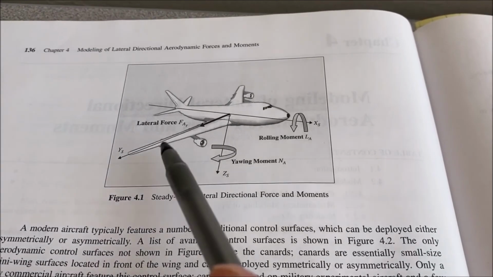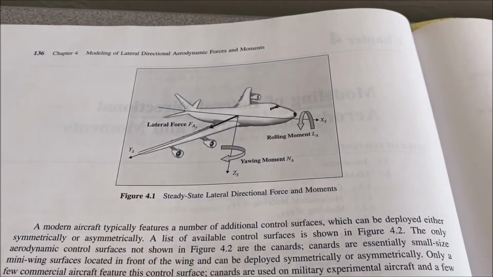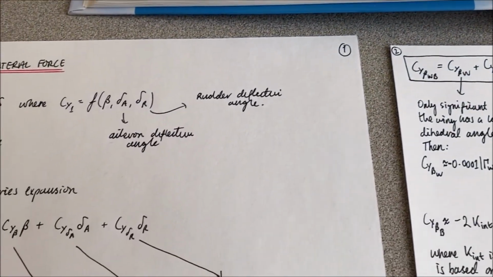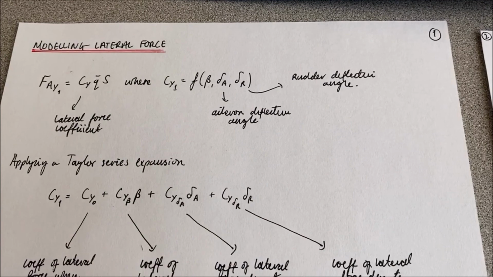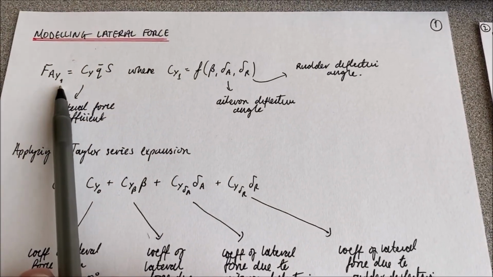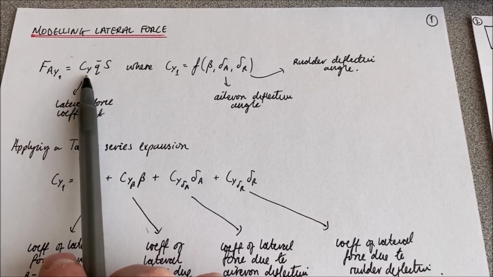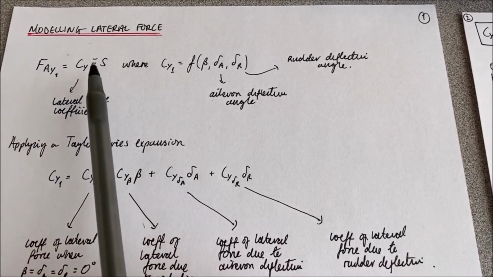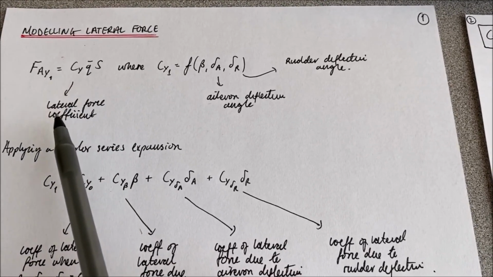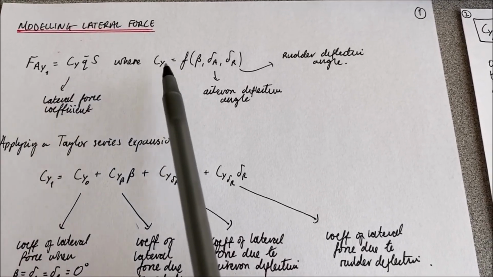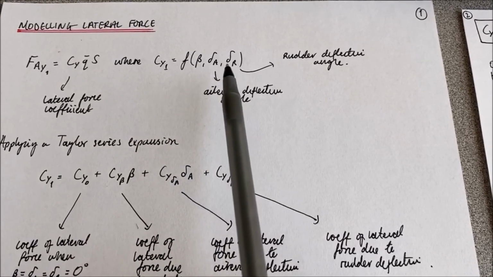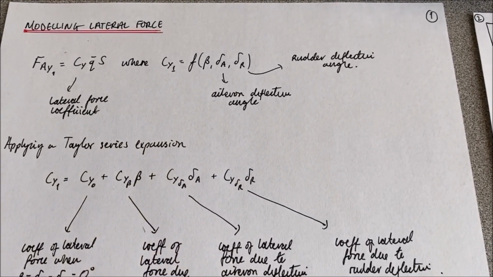So let's go ahead then and start to model our lateral force F_AY. As in the previous chapter, we can write our lateral force at the trim condition as the product of a coefficient, the dynamic pressure, and the wing reference area, where our coefficient now is the lateral force coefficient, and that's a function of side slip angle, aileron deflection angle, and also the rudder deflection angle.